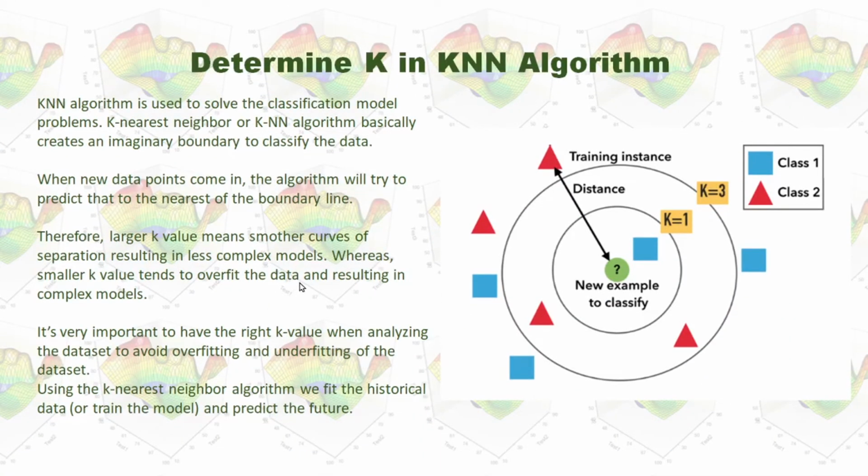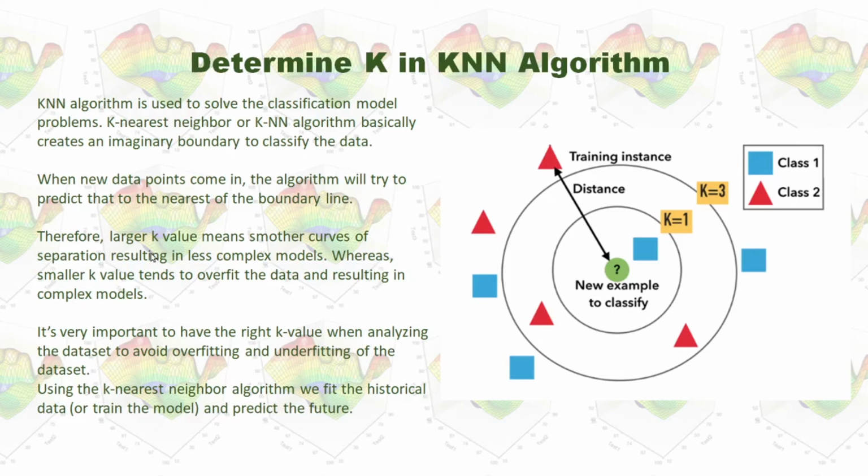Now we know it is very critical to decide k in our model. When new data points come in, the algorithm will try to predict based on the nearest boundary line. If we decide to use k equal to 1, the boundary line will be here. But if we decide to use k equal to 3, the boundary line will be here.